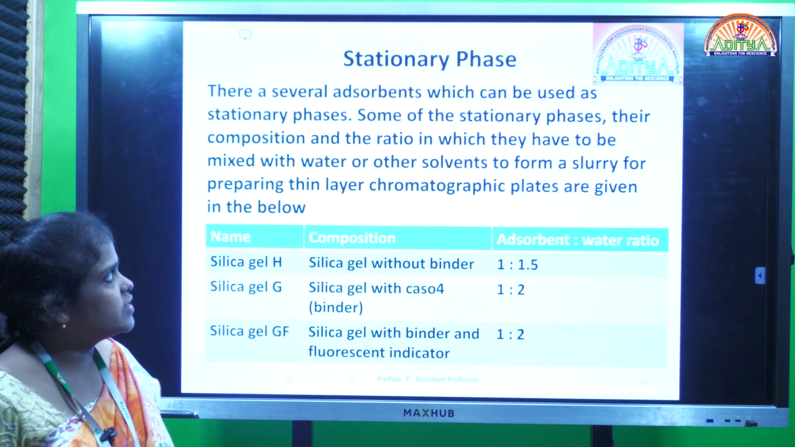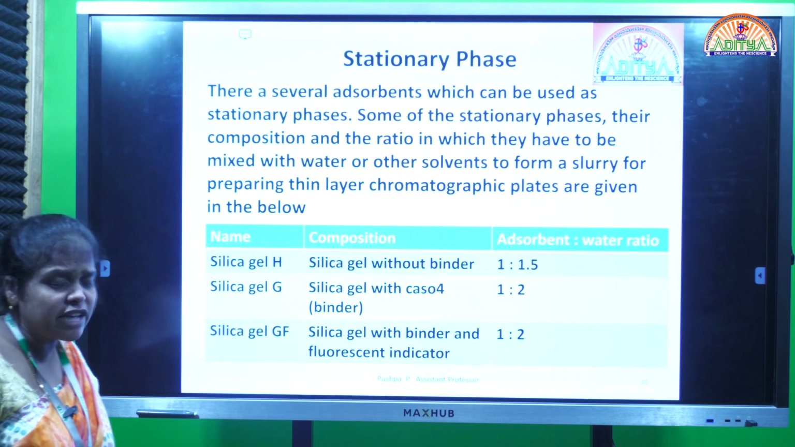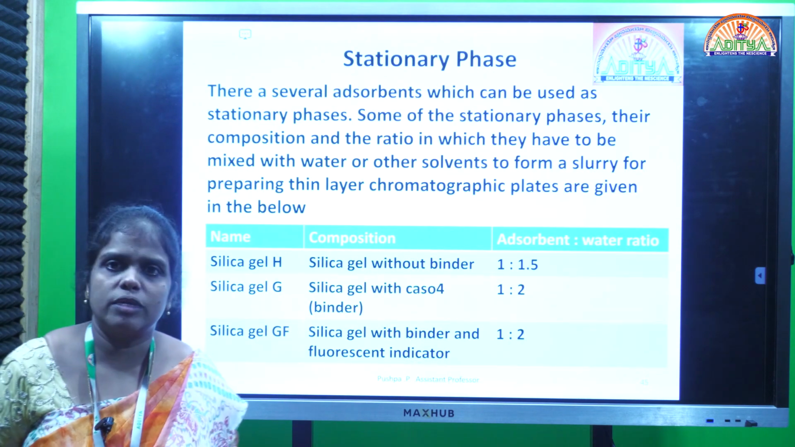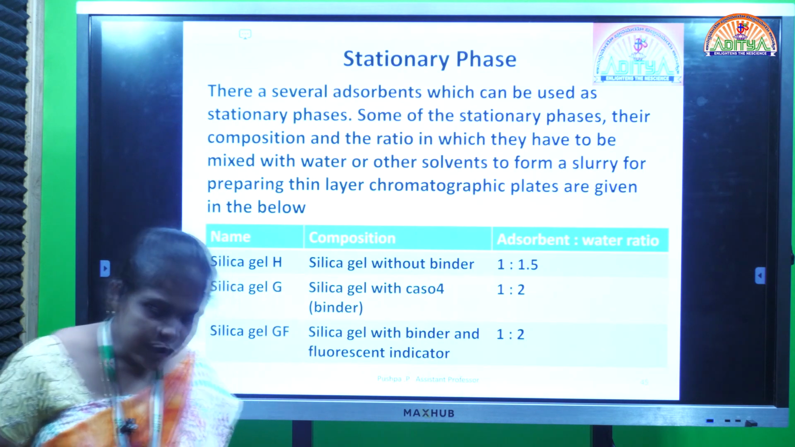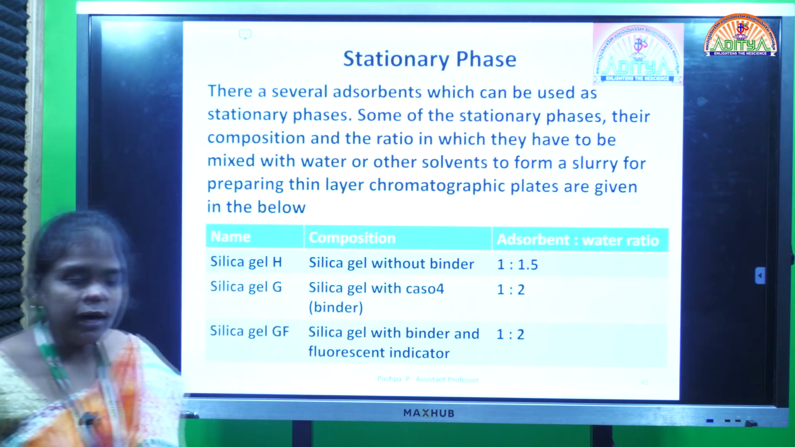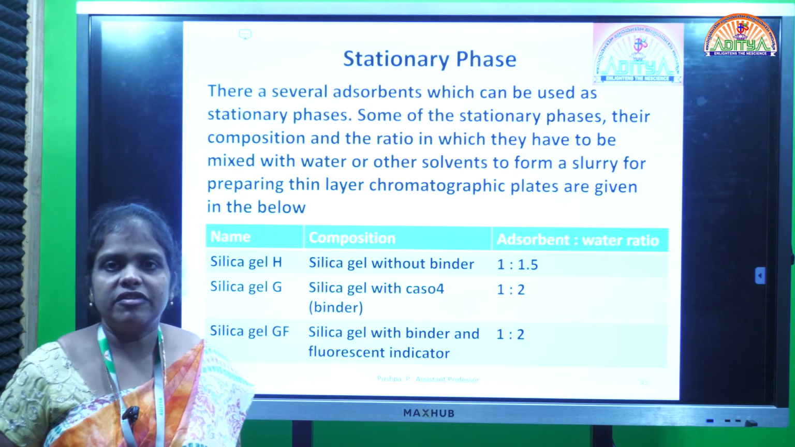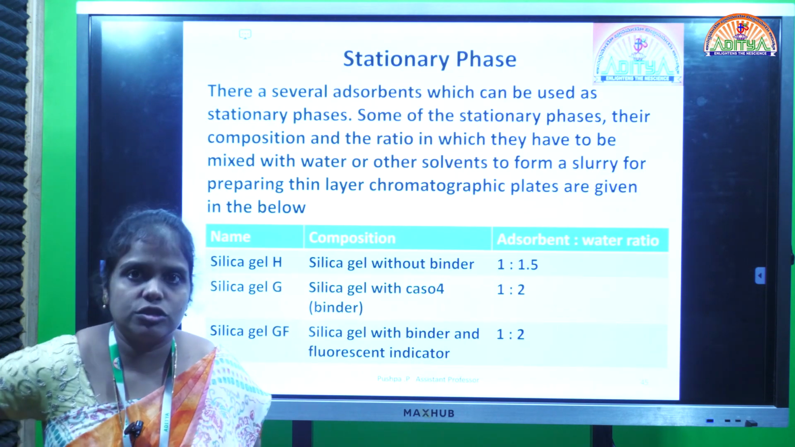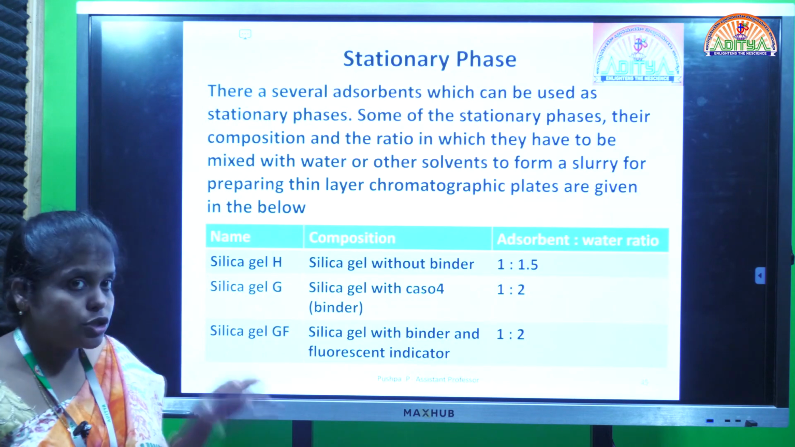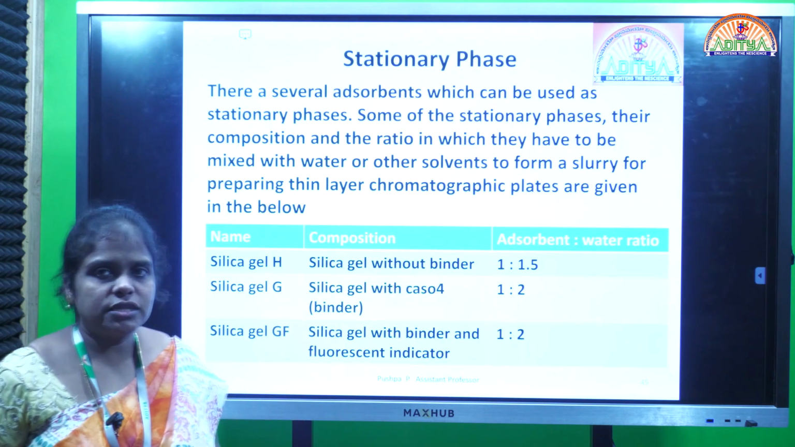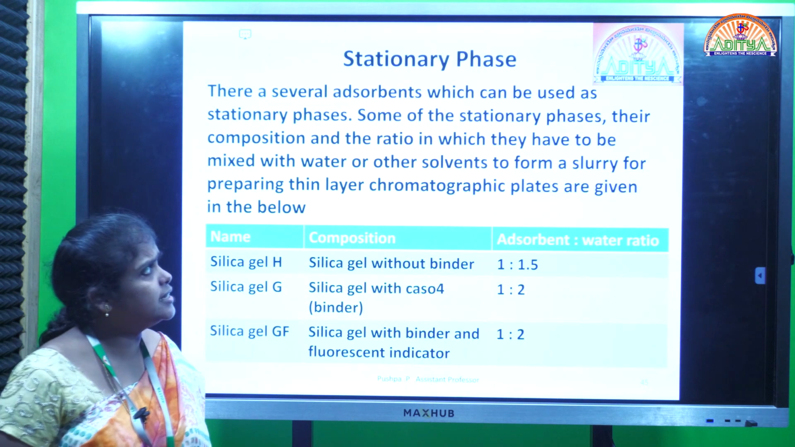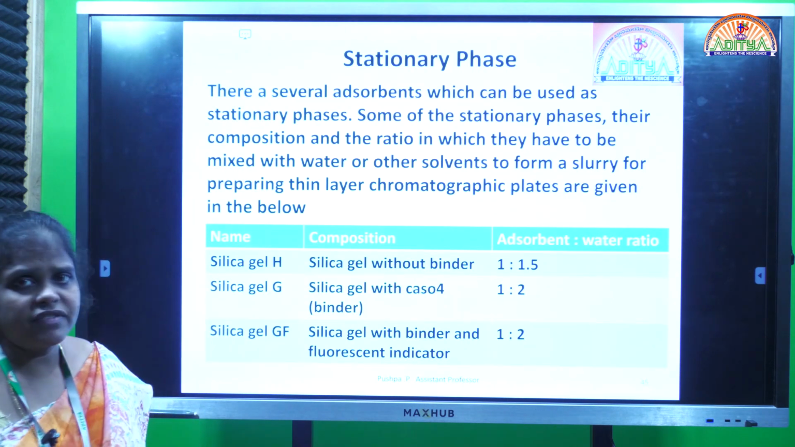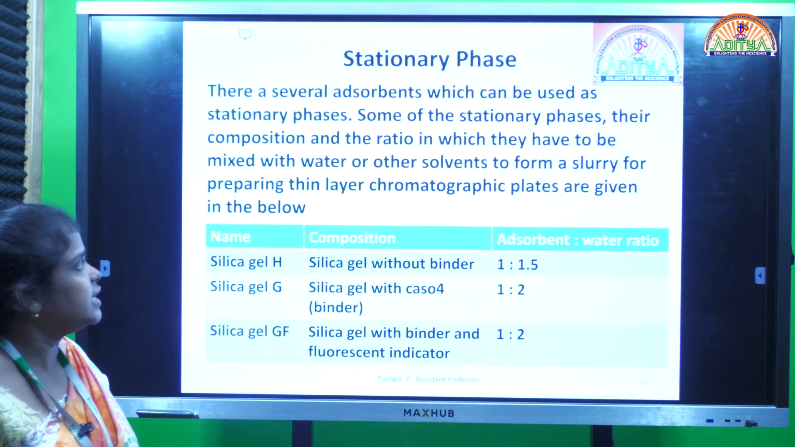First of all, stationary phases. As you already know, there are several types of stationary phases or adsorbents. I already told you different chromatographic terms in the first class itself. We can also call the stationary phase an adsorbent, because it will adsorb on the plate. That's why it is called an adsorbent.